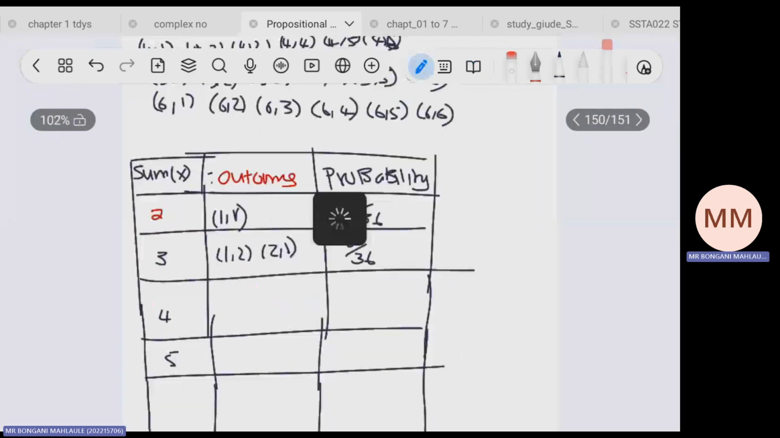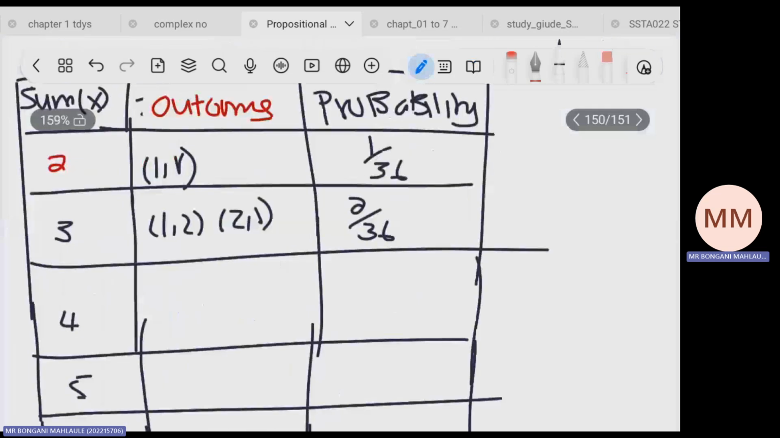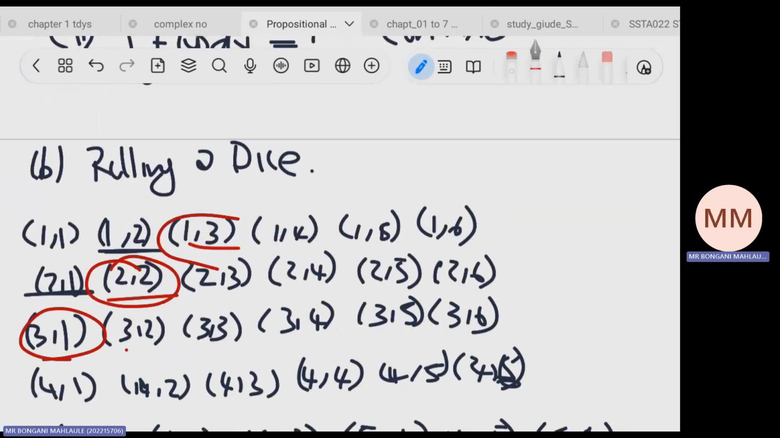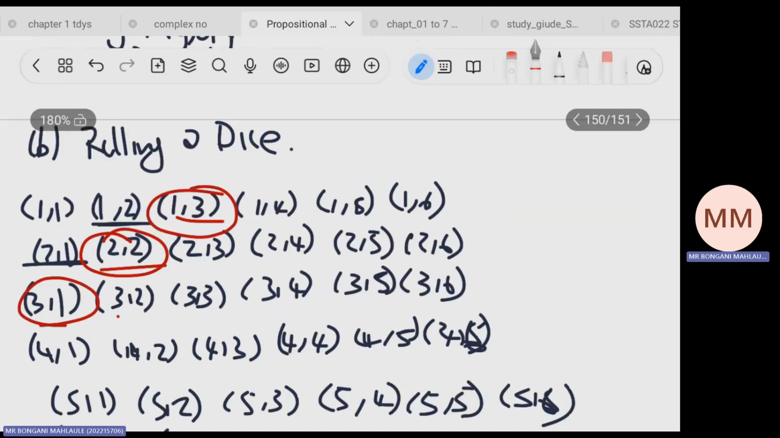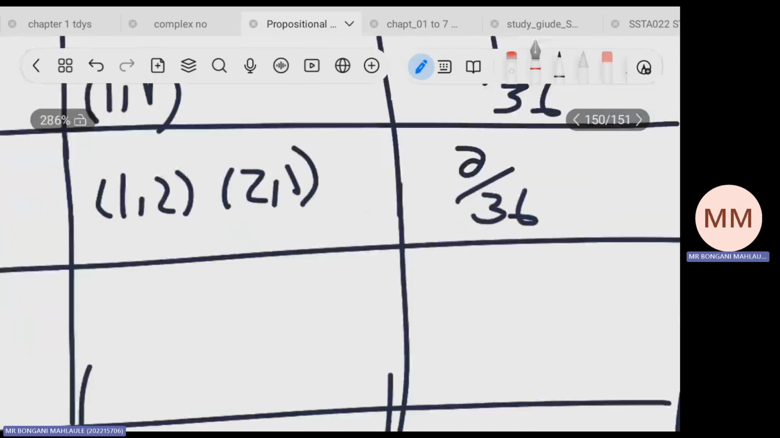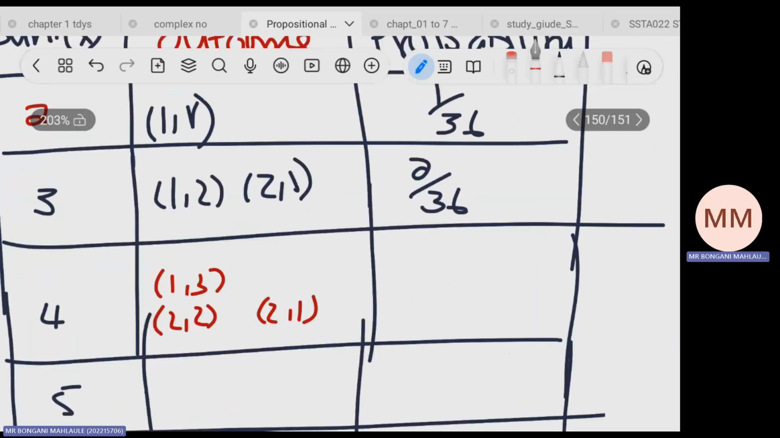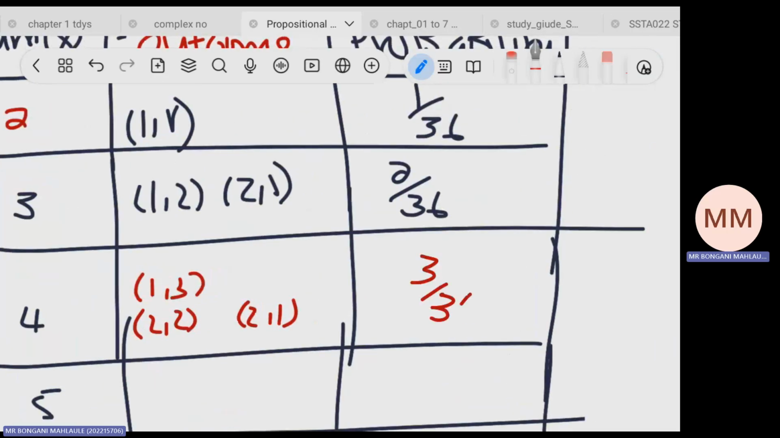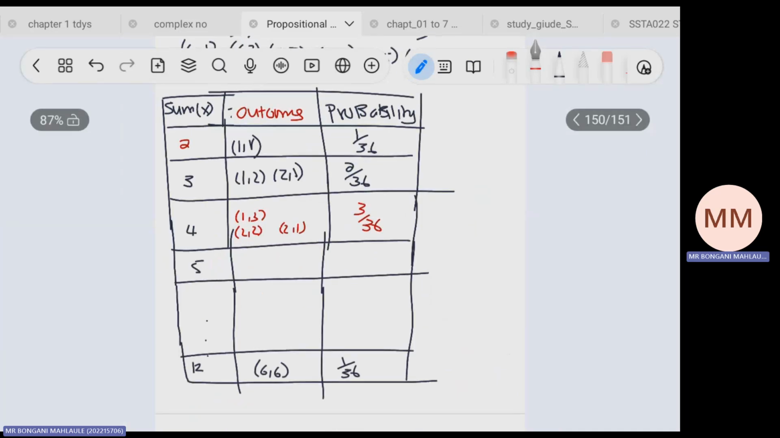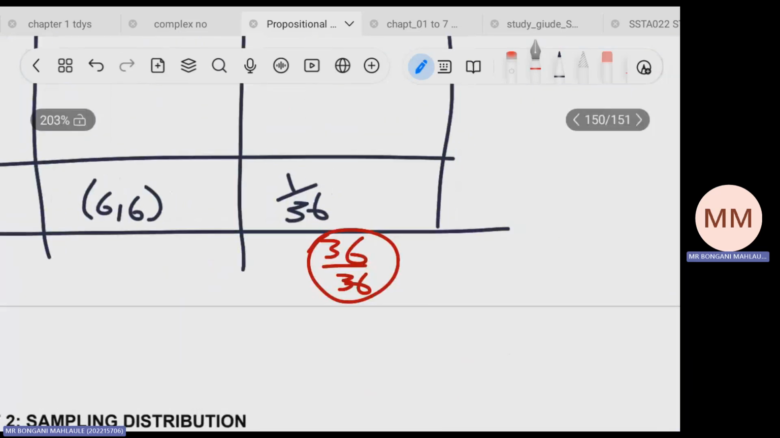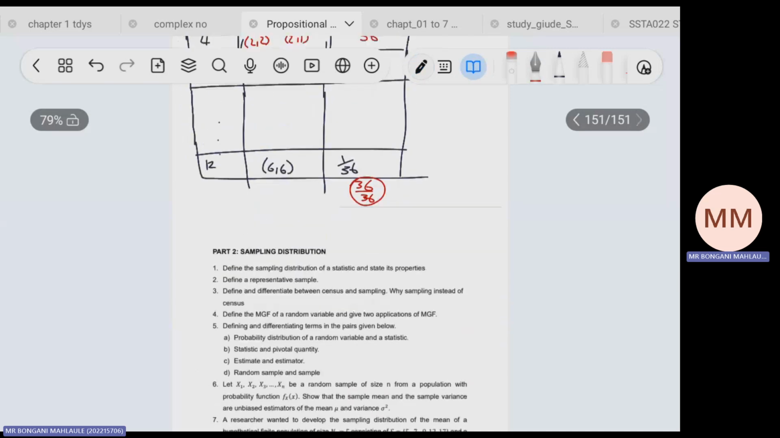Then here, for getting a 4, you'll have 1 and 3, 2 and 2, 3 and 1. So you'll have 3 possibilities: 1,3; 2,2; 3,1. So you'll have 3 over 36. So at the end of the day, when you add this, you should get 36 out of 36, which is just 1. Now let me go to the next question.